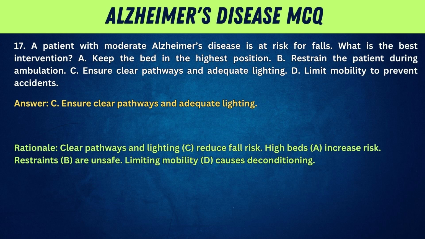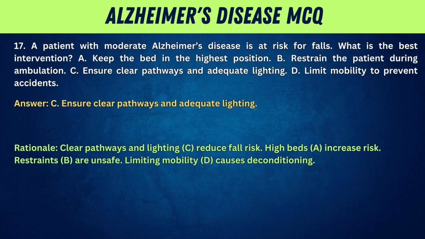17. A patient with moderate Alzheimer's disease is at risk for falls. What is the best intervention? A. Keep the bed in the highest position. B. Restrain the patient during ambulation. C. Ensure clear pathways and adequate lighting. D. Limit mobility to prevent accidents. Answer: C. Ensure clear pathways and adequate lighting.